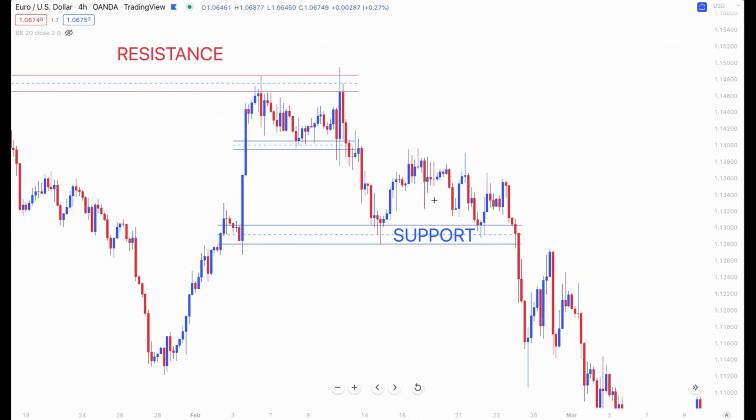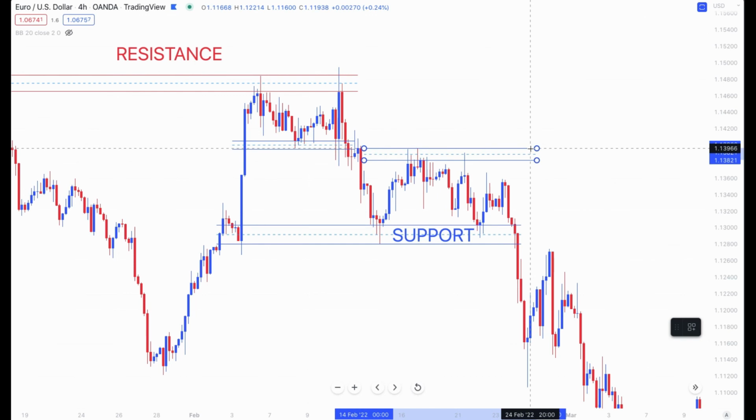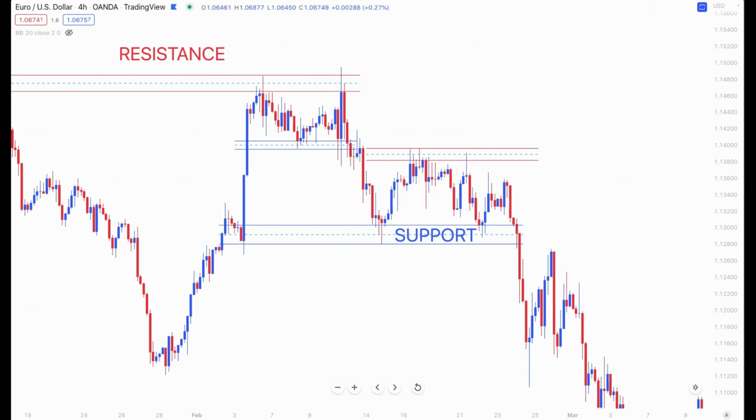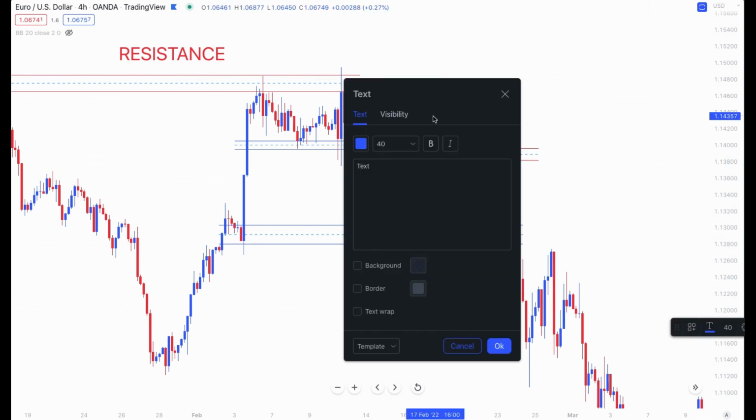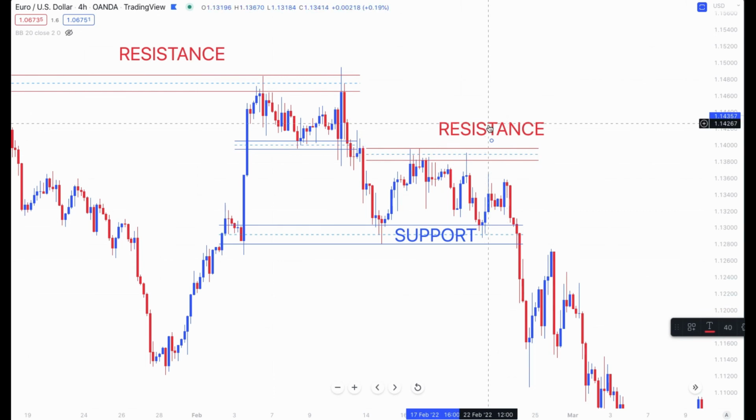And what do we have up above? We have an area of resistance. That is it. There it is. Let's make it red. And one last time, let's put our word there. We got resistance. Okay. So guys, I hope this has cleared up the issue for you.